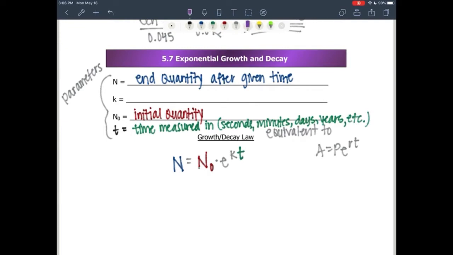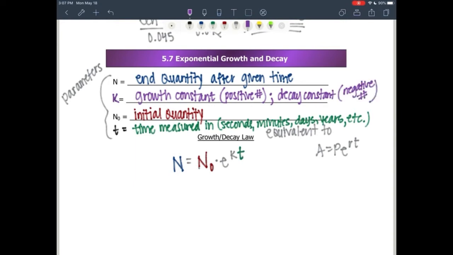And then K is most like the interest rate. So K is our growth constant. We call it growth when K is positive. So when it's a positive number, we call it growth. And we call it a decay constant when K is negative. So if K ends up equaling a negative number, it's called a decay constant.